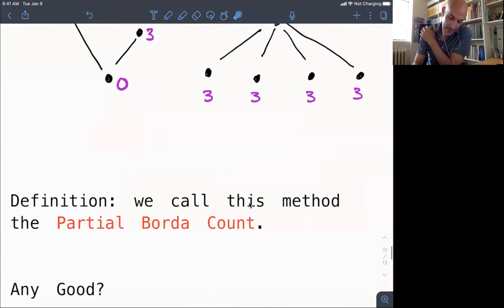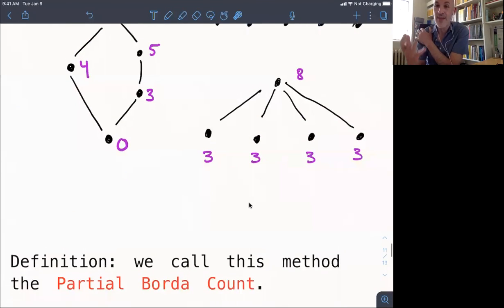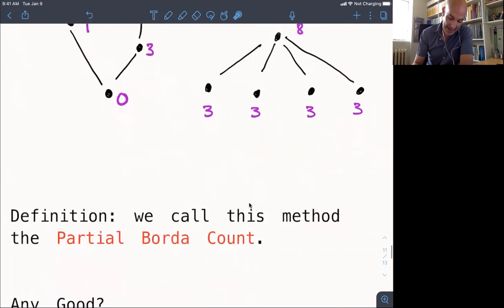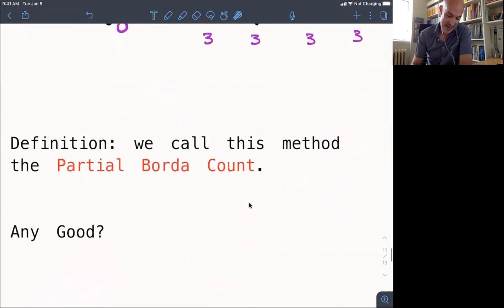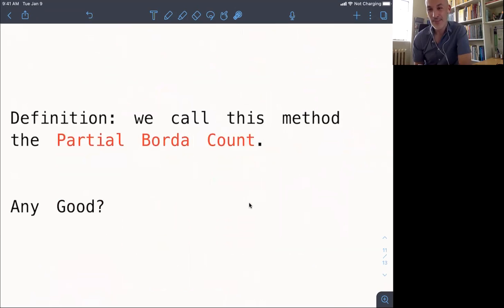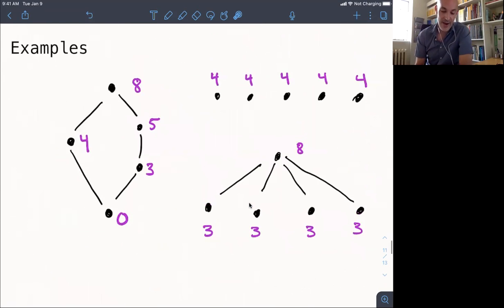So we call this method of scoring ballots the partial Borda count, for lack of a better name. And here's the question: is it any good? Right. So my student David came up with this way of assigning points to ballots.